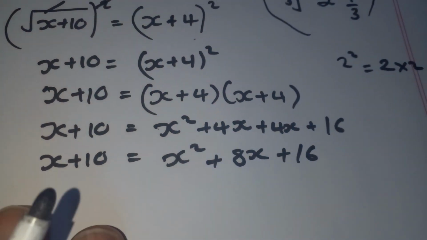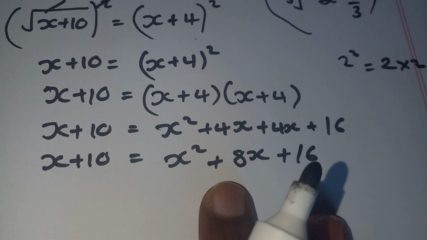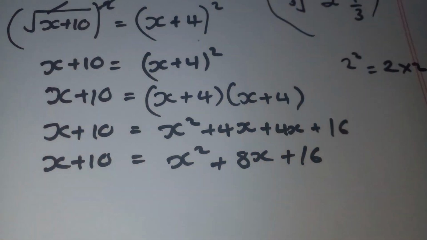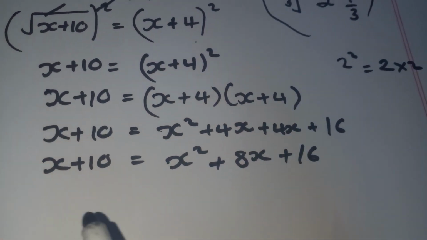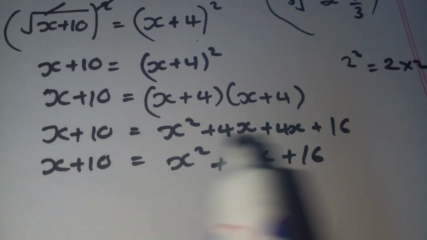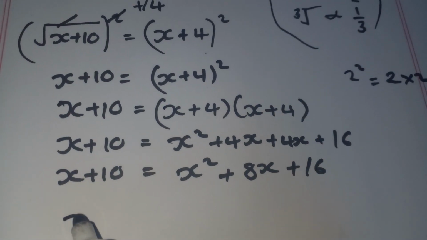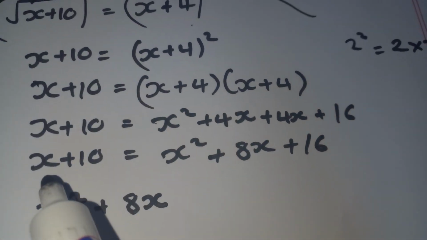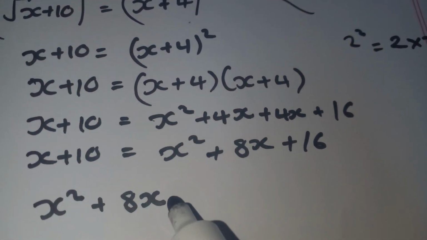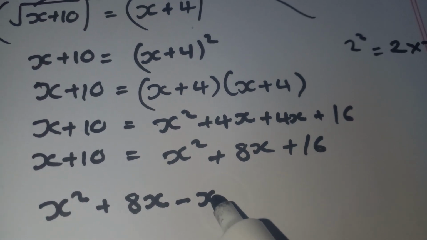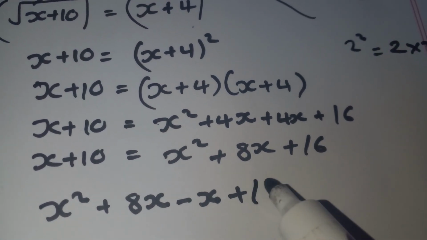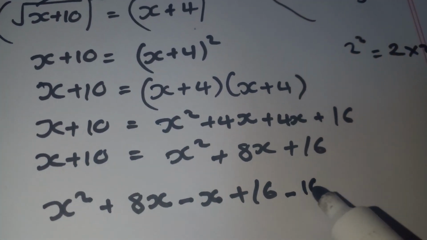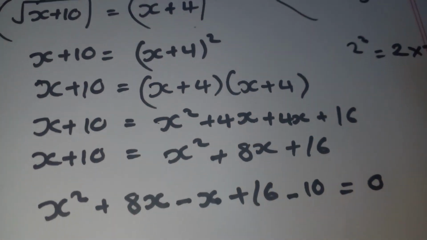But then one side of the equal sign must be 0 so that it can become a trinomial, and then it's going to be easy to solve. Again, you can pick up like terms. You can take this x to the other side. You can take the 10 to the other side so that it becomes x squared plus 8x. Since this x is positive here, going to the other side is going to be negative: minus x plus 16. This 10 is positive here, going to the other side is going to be negative. So this whole thing now is going to be equal to 0.